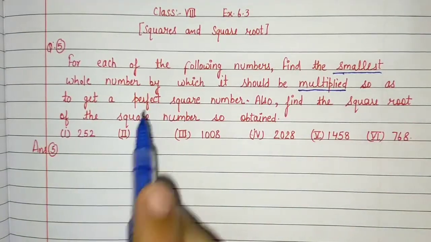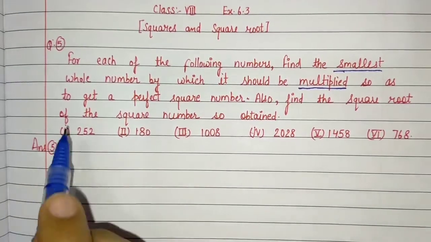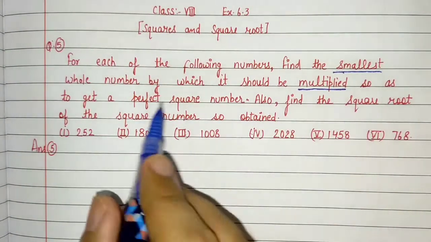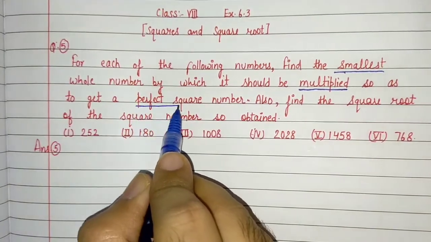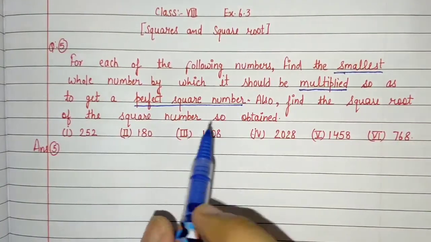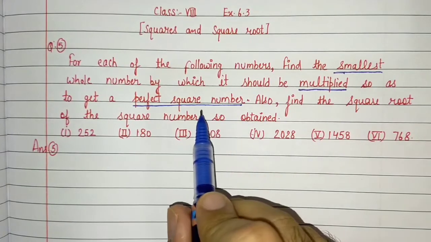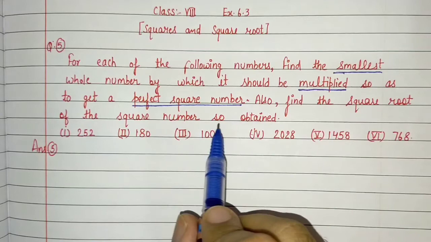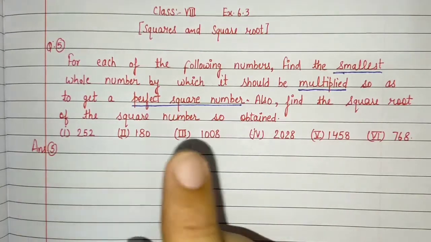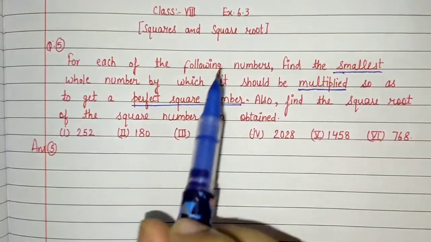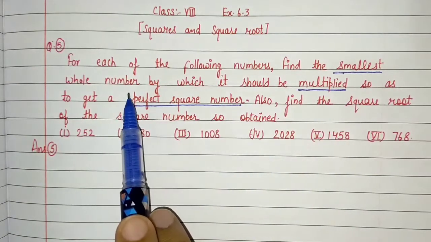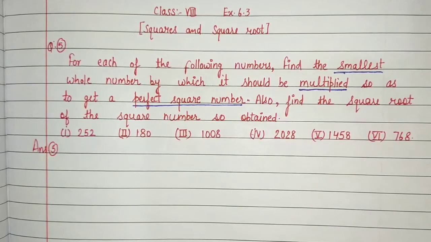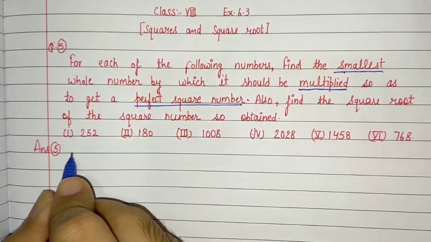So to get a perfect square number, it means these numbers are non-perfect square numbers, and we have to find one number to make these numbers perfect square numbers. Also find the square root of the square number so obtained. So first we have to find the smallest whole number by which these numbers should be multiplied. We will do it with the prime factorization method.